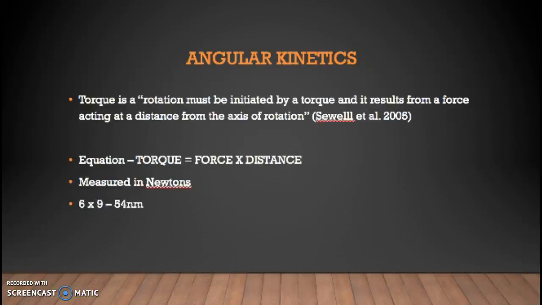The same as kinematics, there's also angular kinetics. Angular kinetics is measured with torque. So torque is a rotation. Rotation must be initiated by a torque, and it results from a force acting at a distance from the axis of rotation. The equation for this is torque equals force times distance, and is measured in newton meters. So if I had a force of 6 and a distance of, say, 9 meters, I times it together, and that would give us 54 newton meters of torque. And that's how you work out angular kinetics.